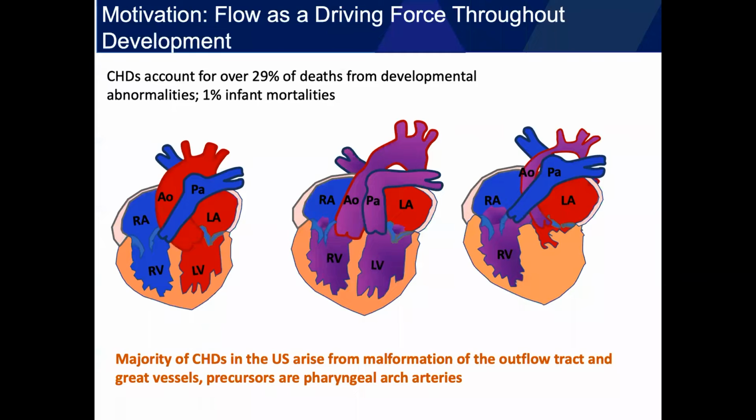So I have a bunch of motivation here. Our main motivation is that flow is a driving force throughout development. Shown here on your far left is a normal heart. Right in the middle, you have one of the major congenital heart defects. This is transposition of the great arteries. So your great arteries are your aorta, your pulmonary artery, and all of the derivatives. So all the flow that's coming to and from your heart is going to go through these great vessels. And so the precursors of these are the aortic arch arteries. So that's what we'll be focusing on.